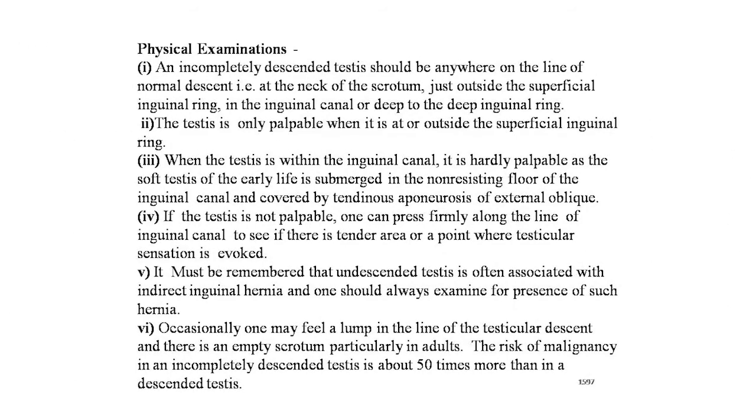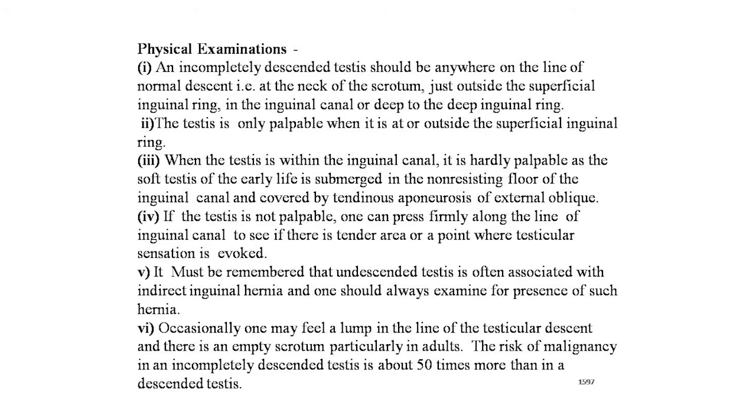Now the physical examination. An incompletely descended testis may be anywhere on the line of the normal descent, that is, at the neck of the scrotum, just outside the superficial inguinal ring, in the inguinal canal, or deep to the deep inguinal ring. The testis is only palpable when it is at or outside the superficial inguinal ring. When the testis is within the inguinal canal, it is hardly palpable, as the soft testis of early life is submerged in the non-resisting floor of the inguinal canal and covered by the tendinous aponeurosis of the external oblique. If the testis is not palpable, one can press firmly along the line of the inguinal canal to see if there is a tender area, a point where testicular sensation is evoked.